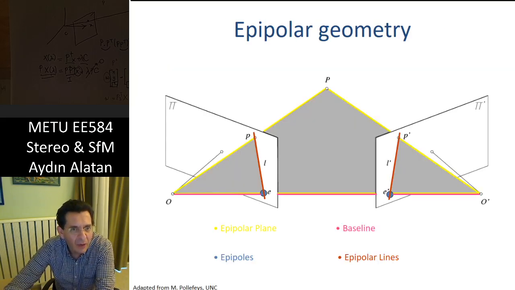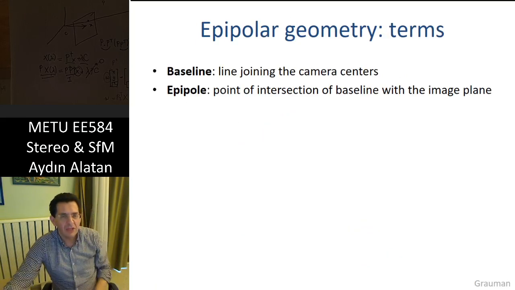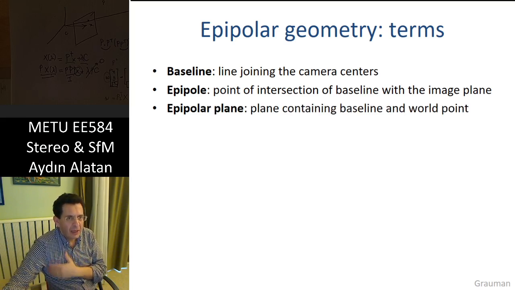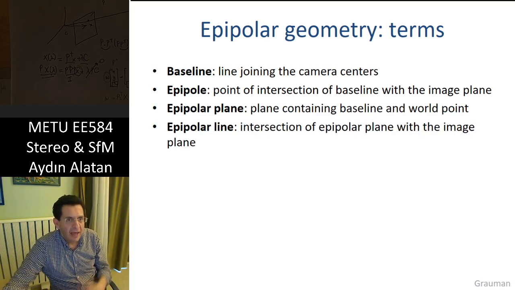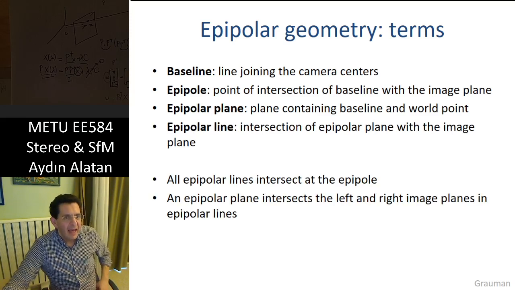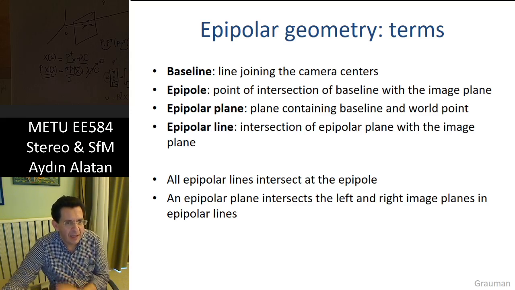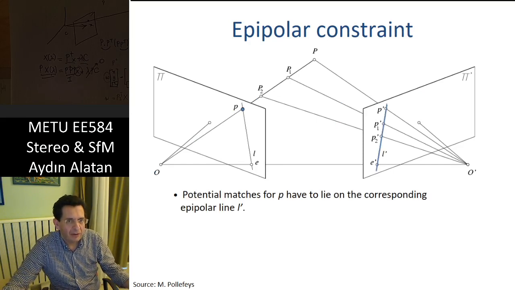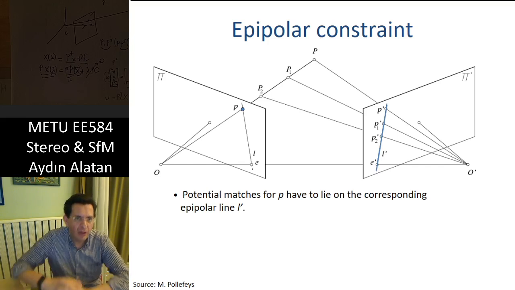If we define it once more, we did it before: the baseline is the line joining the camera centers, the epipoles are the intersection of the baseline with the image planes, the epipolar plane is the plane containing the baseline and the world point, and the epipolar line is the intersection of the epipolar plane with the image plane. All the epipolar lines intersect at the epipole, as we have seen. Now let's try to come up with an algebraic relation for this geometric concept.